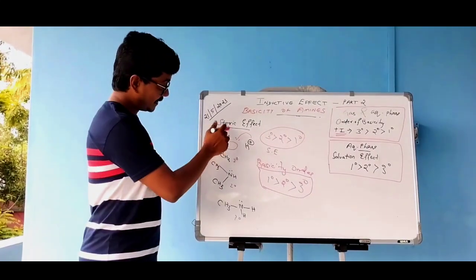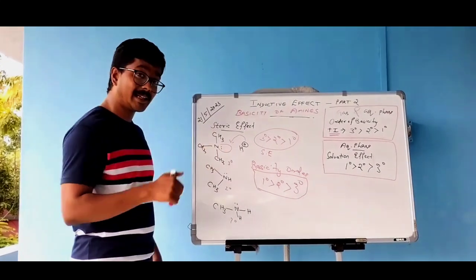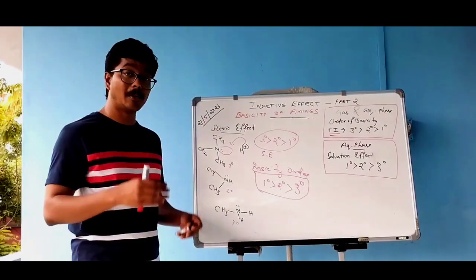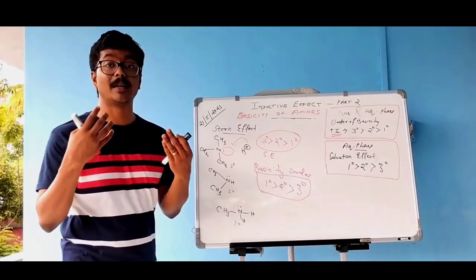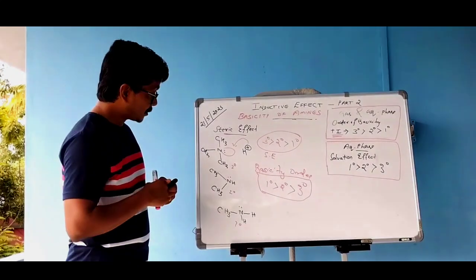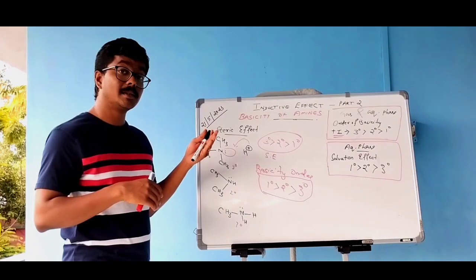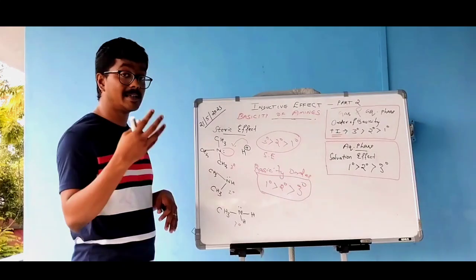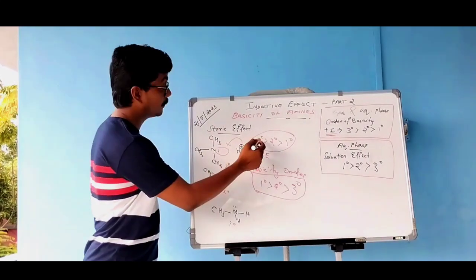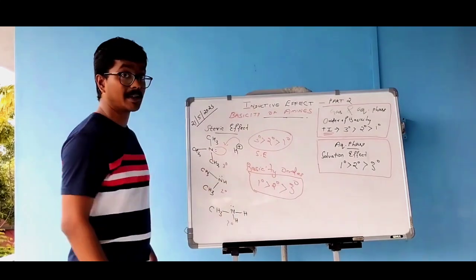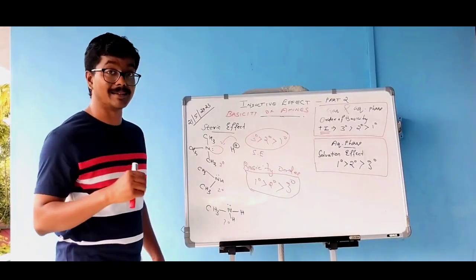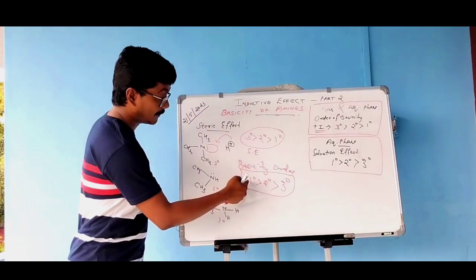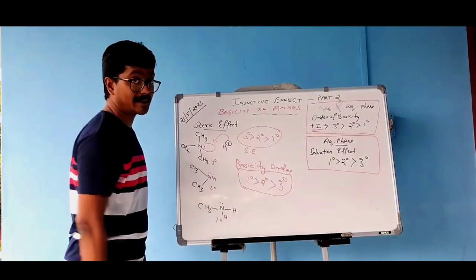Let me repeat again. The presence of bulky groups will hinder the approach of H plus ion or an electrophile towards the lone pair of electrons, or it will hinder the lone pair from being readily available to capture. So when the number of alkyl groups increases, steric effect also increases. Tertiary alkyl amine has high steric effect, and the order of steric effect is tertiary greater than secondary greater than primary. As a result, the basicity decreases. So when we consider steric effect, the order will be primary greater than secondary greater than tertiary.